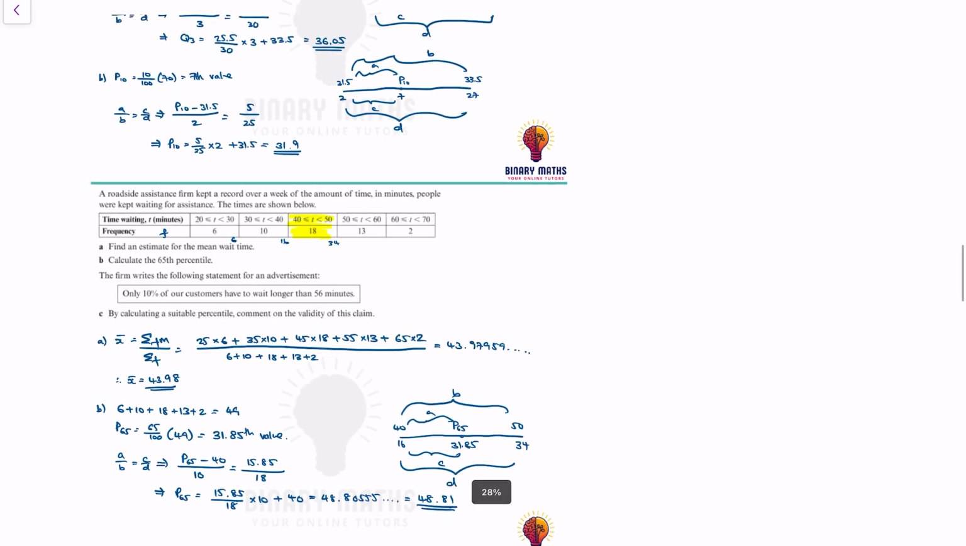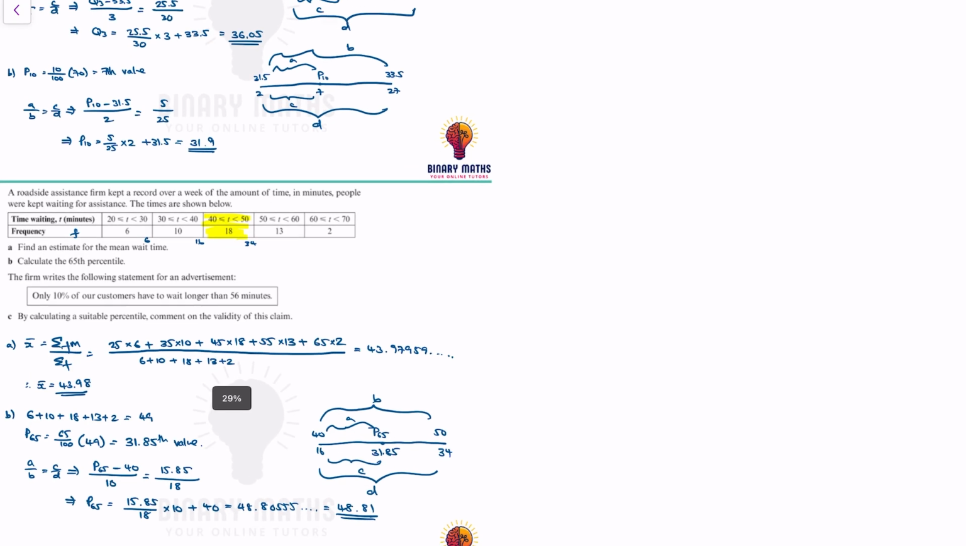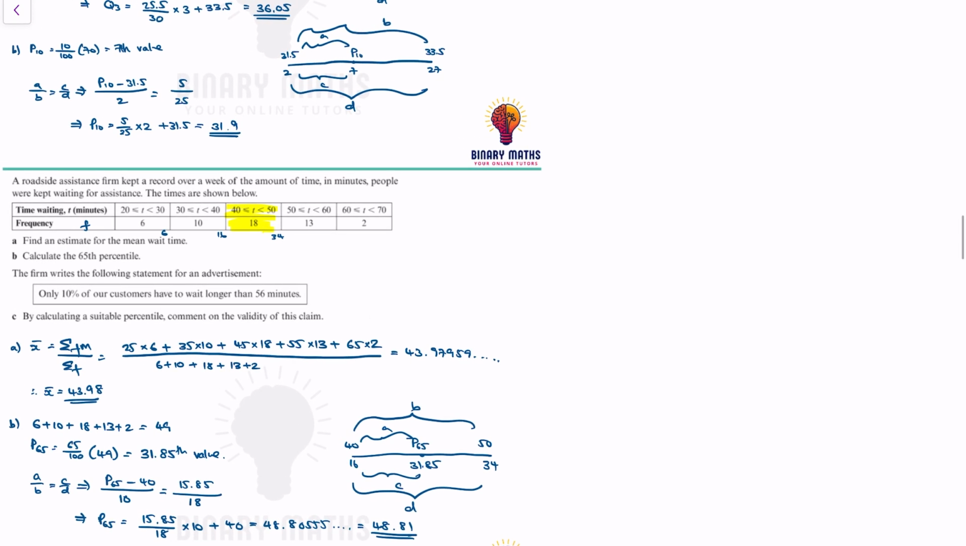Okay, next question. The firm writes the following statement for an advertisement: only 10% of our customers have to wait longer than 56 minutes. Calculate a suitable percentile and comment on the validity of this claim. If only 10% have to wait longer, what we're trying to calculate is P90, because if 10% wait longer, then 90% wait less than. So P90 is what we're trying to calculate.